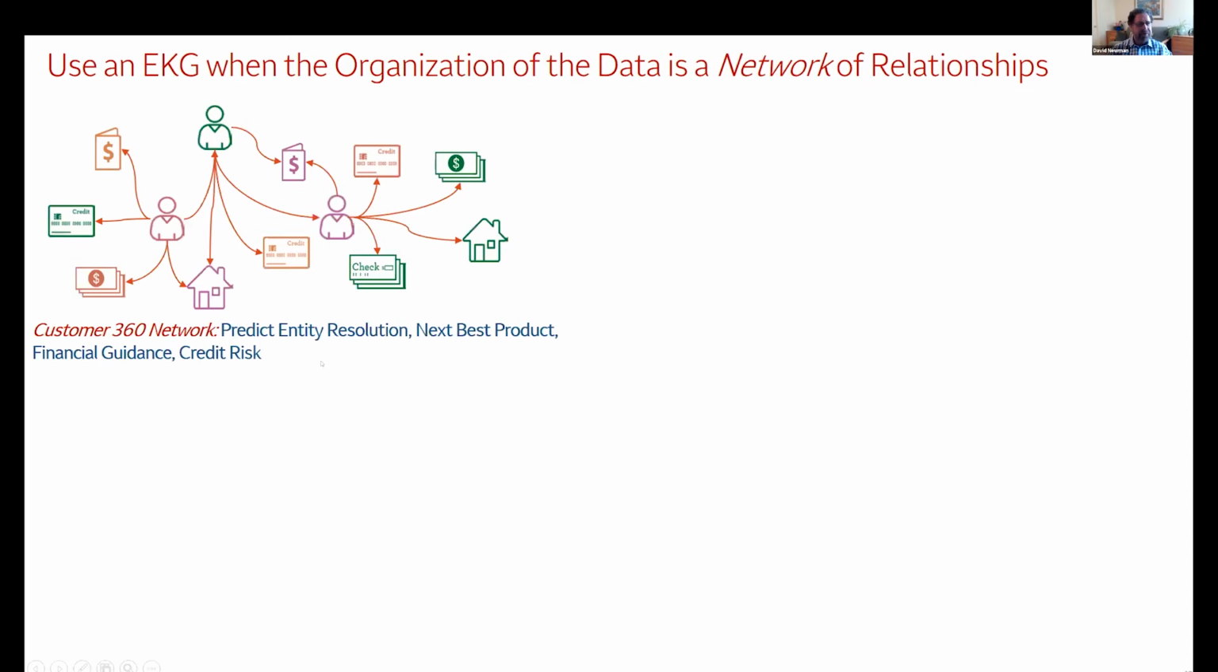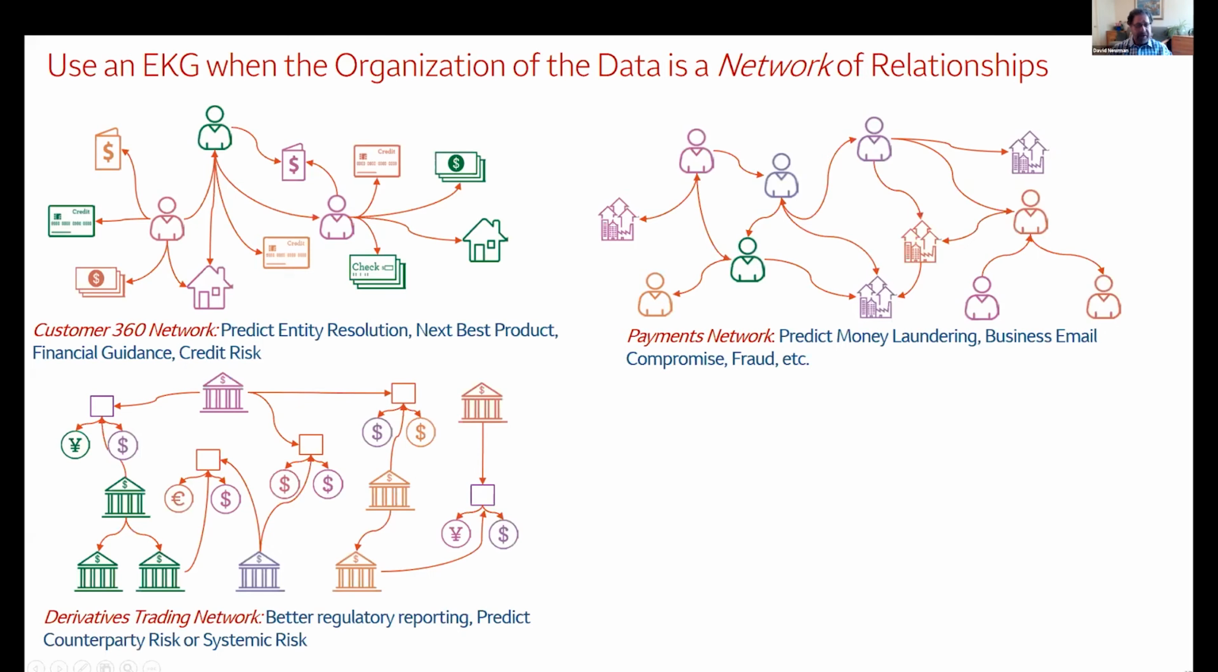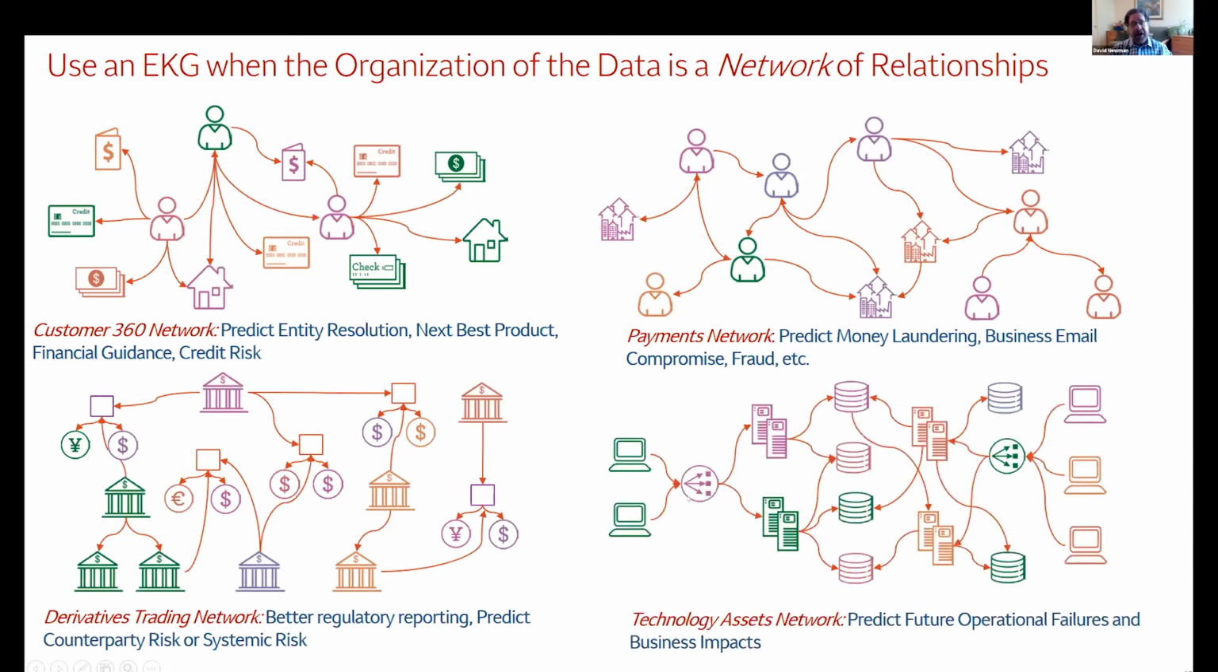So again, this linkage is done because of a standardized web addressable identifier for each of these nodes and entities and relationships. We want to use an EKG when the basic use case reflects a networked organization of data: customer 360, predicting entity resolutions, next best products, etc. Payments networks for money laundering and fraud, trading, counterparty risk. All of these relate to networks of information. Technology asset management, where we have a very, very complex network of physical assets that are used to power the enterprise. This is all very low-hanging fruit for knowledge graphs.